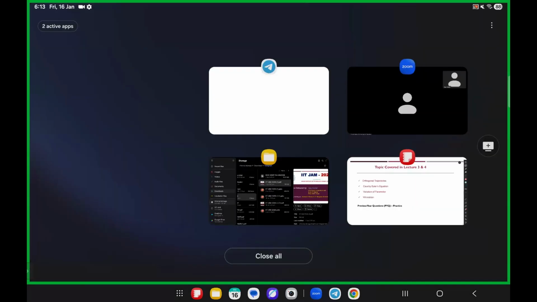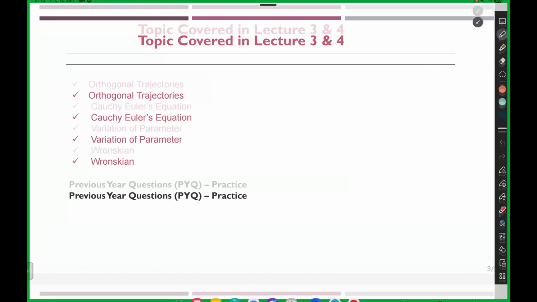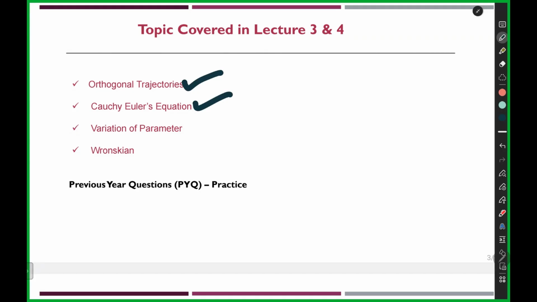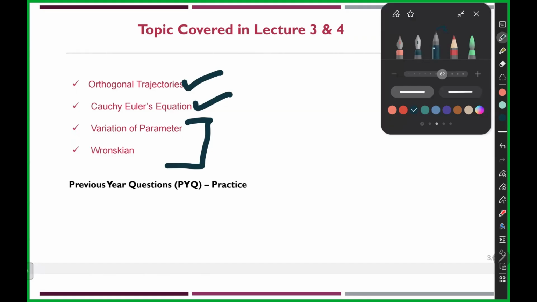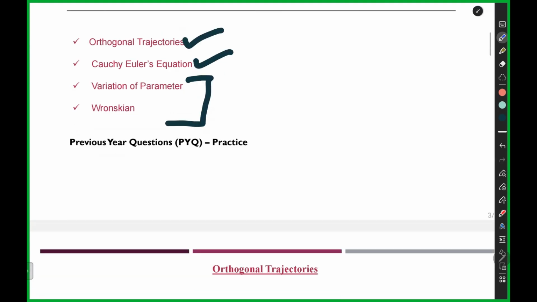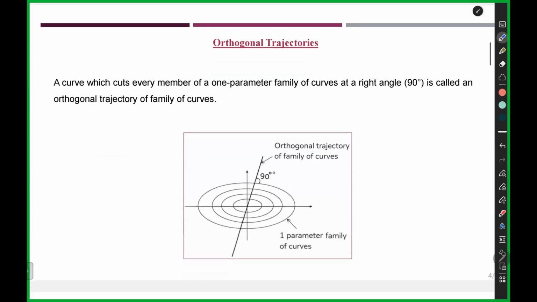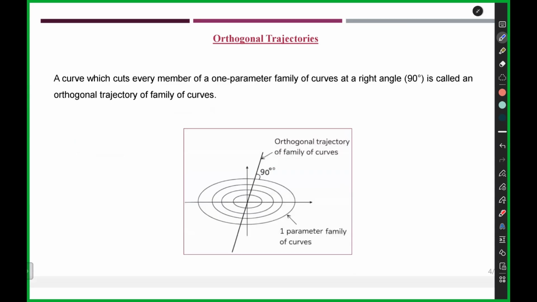This is your third lecture for this series 2026. In today's lecture, we will cover orthogonal trajectory and the Cauchy-Euler equation, and in the next lecture, we will discuss the variation of parameter and Wronskian approach. So, orthogonal trajectory. What do we understand by orthogonal trajectory?